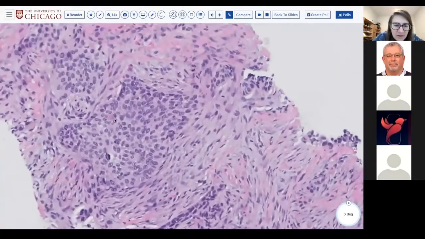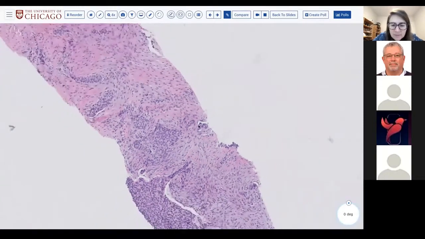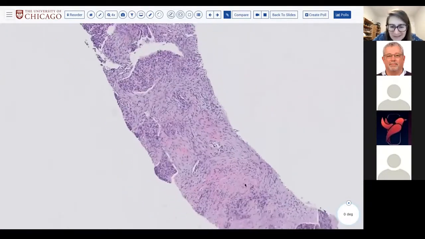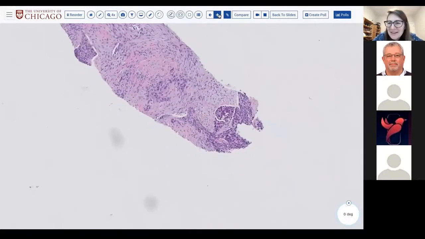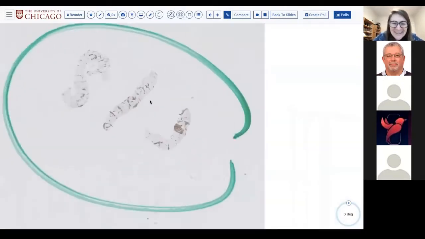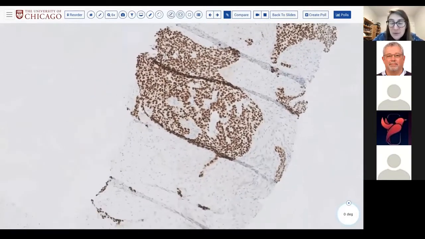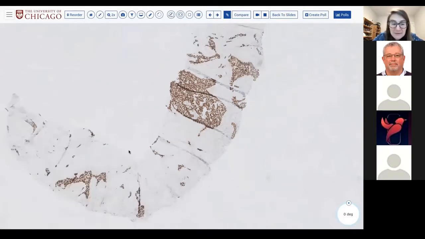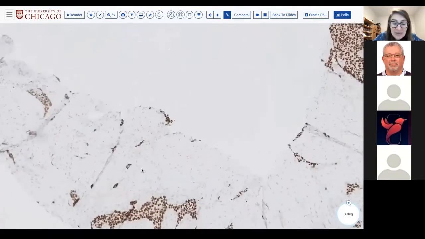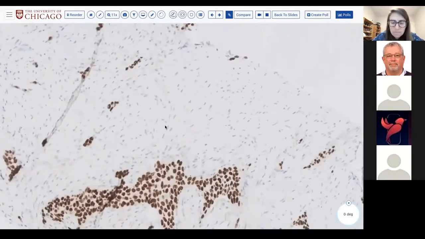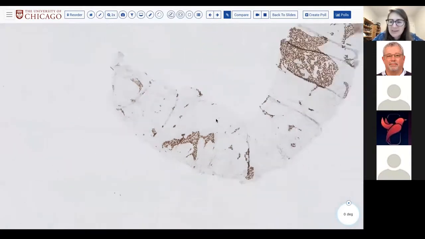So very cellular, a little glob right there. Katie wants a P40. Katie might be in luck. Here we go. Diffusely strongly P40 positive, at least in the epithelial clusters and nests, not so much in the spindled stroma.